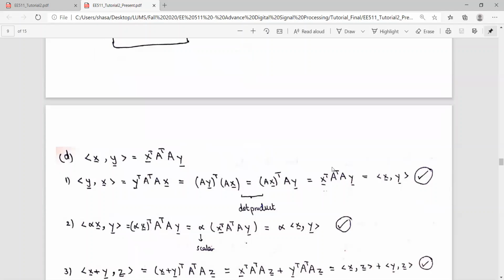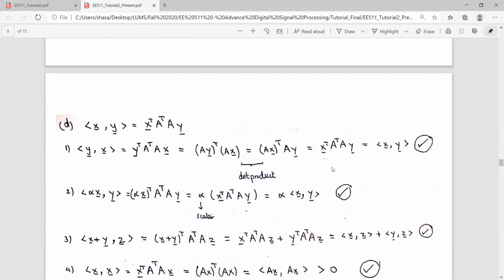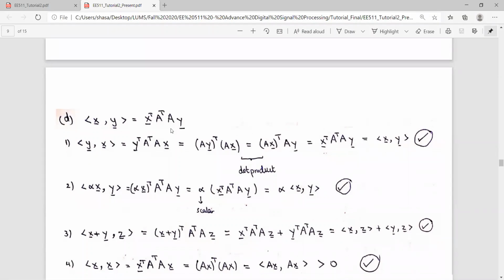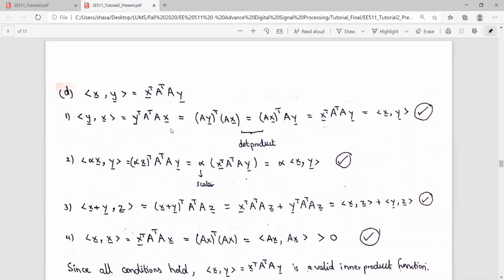So this brings us to the last part of this question, which is showing that the inner product xy defined as x transpose A transpose A y is a valid inner product. And what we do here is just see what the rules of a valid inner product are, what the axioms are, and if all of them are satisfied, then we can call this a valid inner product function. So what are those rules?